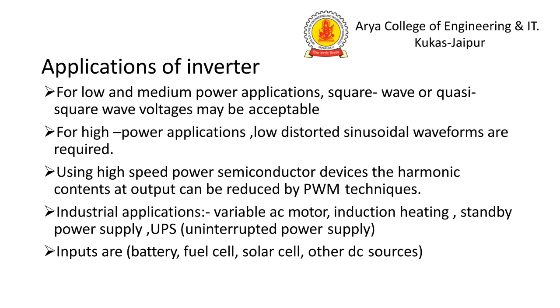Application of inverter. For low and medium power applications, square wave or quasi-square wave voltage may be acceptable. For high power applications, low distorted sinusoidal waveforms are required. Using high speed power semiconductor devices, the harmonic content at output can be reduced by pulse width modulation techniques. Industrial applications include variable speed AC motors, induction heating, and standby power supply, UPS, uninterrupted power supply. Inputs are battery, fuel cell, solar cell and other DC sources.